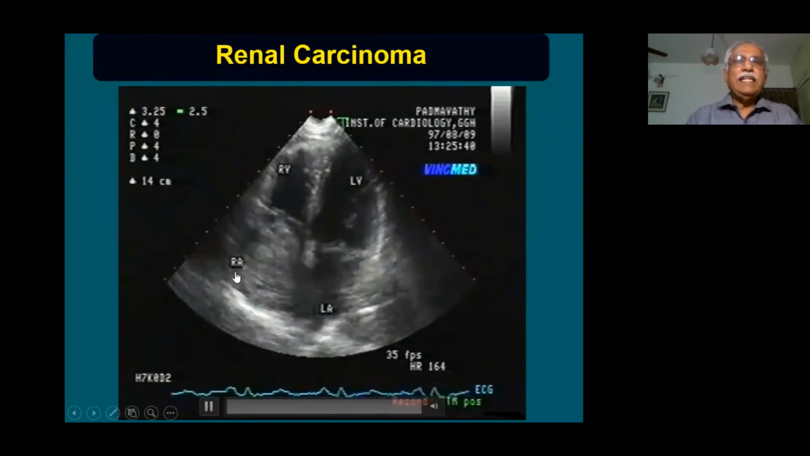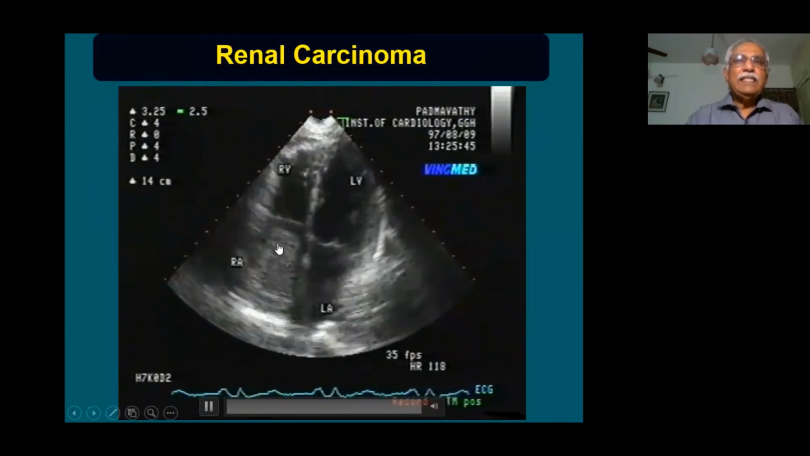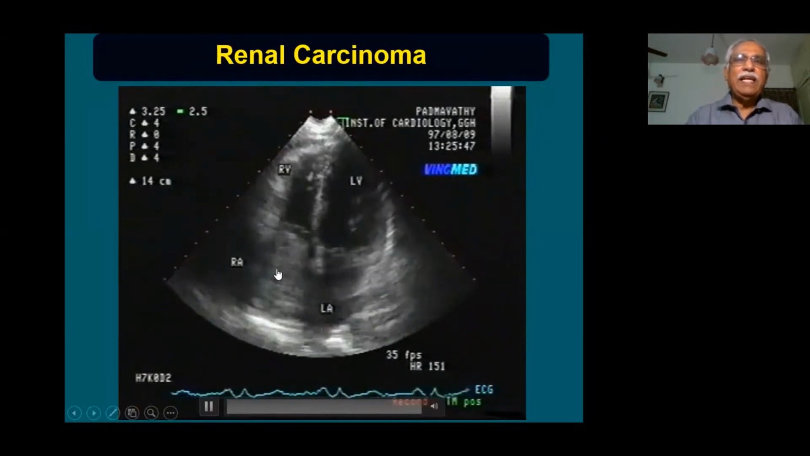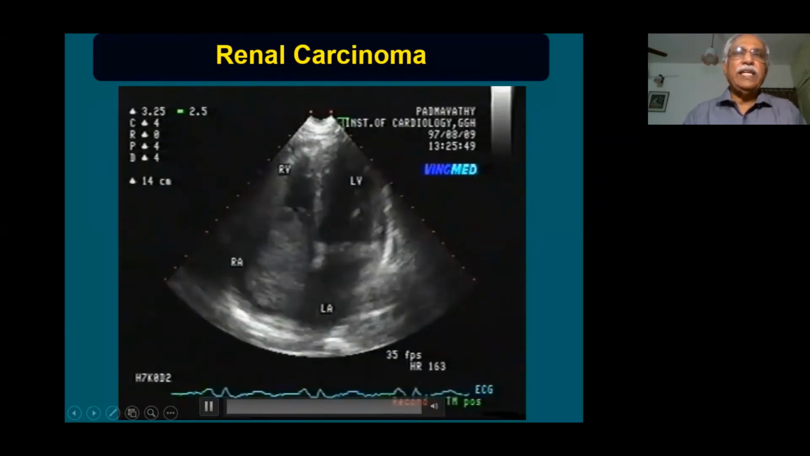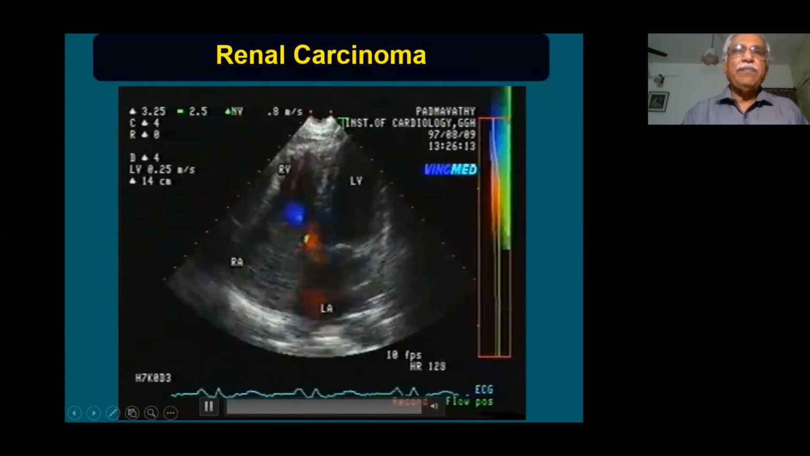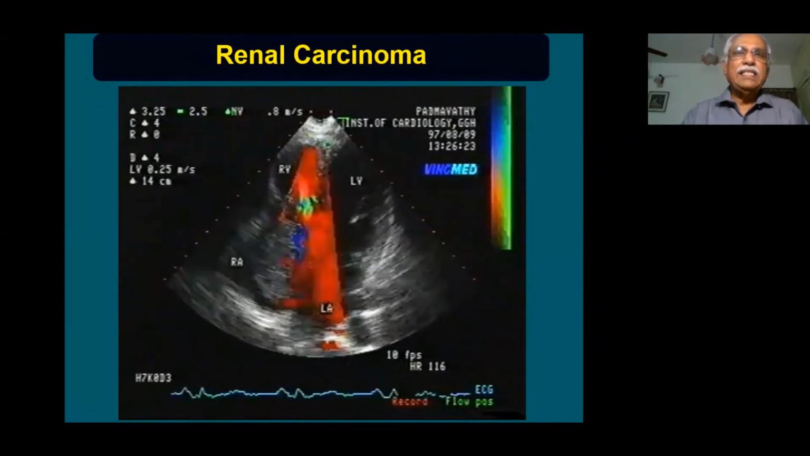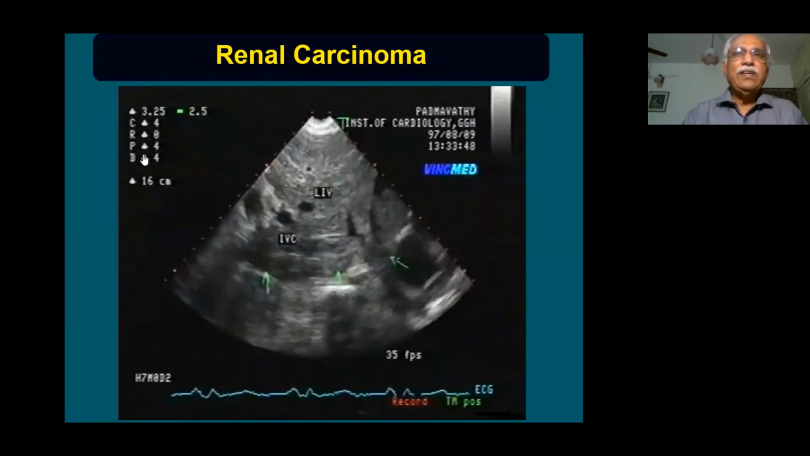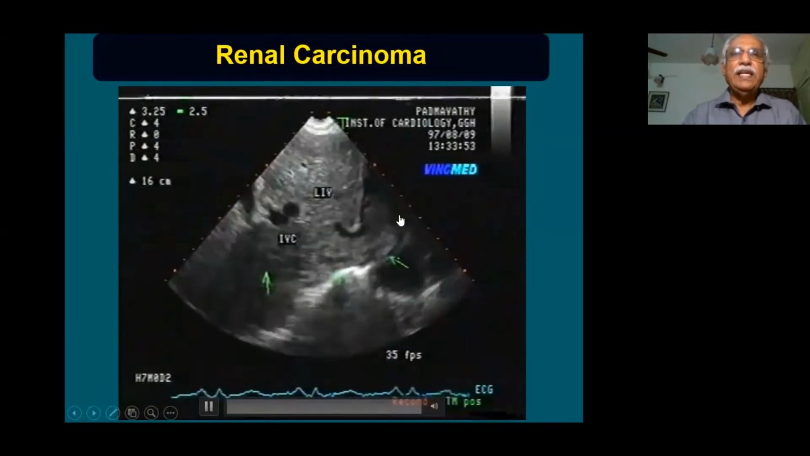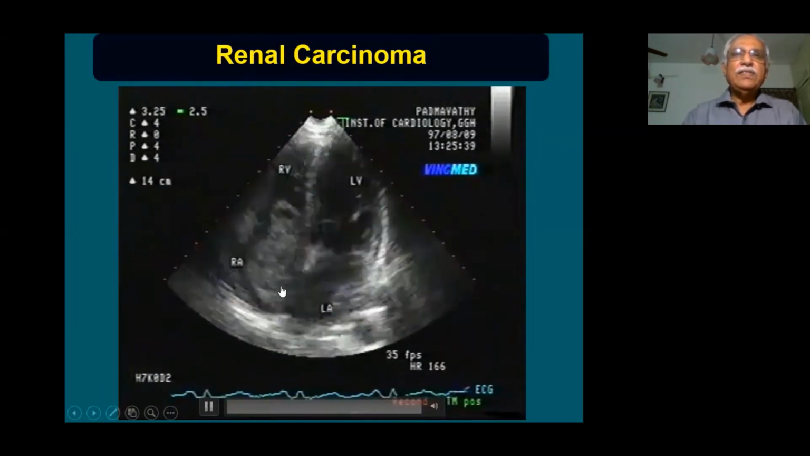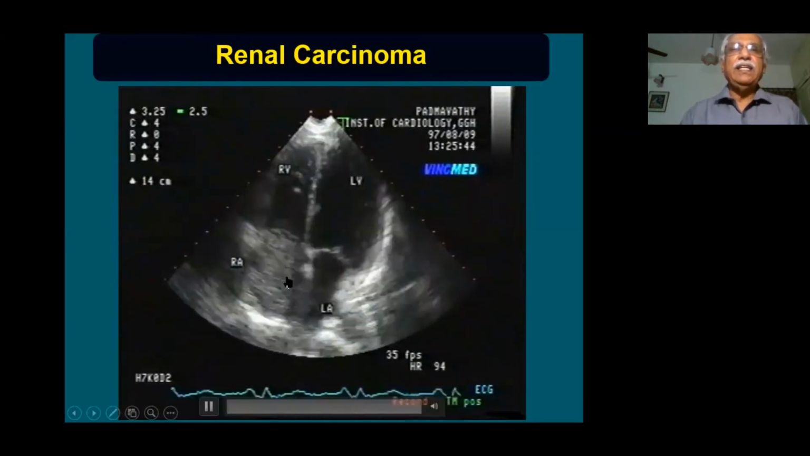Another mass inside the right atrium. This mass has a solid appearance. It is very unlikely to be a thrombus, because usually if it is a deep vein thrombosis extending into the right atrium, right ventricle, it has a tadpole-like appearance, a linear cast of the vein itself. Here you can see a dense mass inside the inferior vena cava, which is extending into the right atrium. So this was a renal cell carcinoma which was extending through the inferior vena cava into the right atrium.